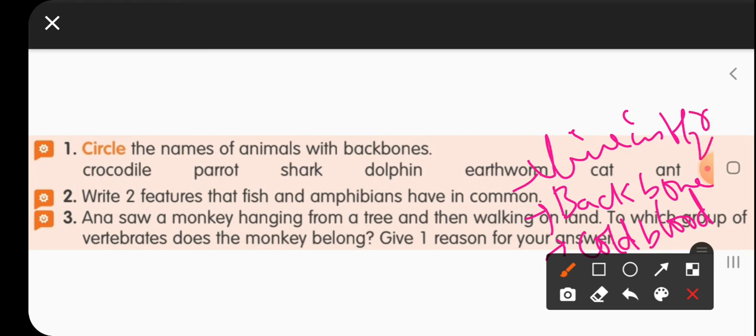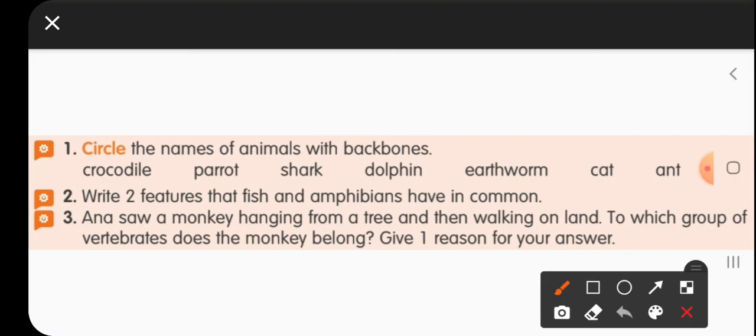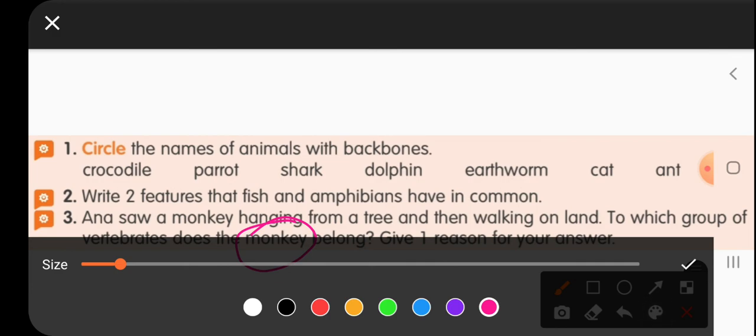Now the third question: Anna saw a monkey hanging from a tree and walking on land. To which group of the vertebrates does the monkey belong? The monkey belongs to the group called mammals. Give one reason for your answer. Because they directly give birth to the young ones, they are considered mammals.